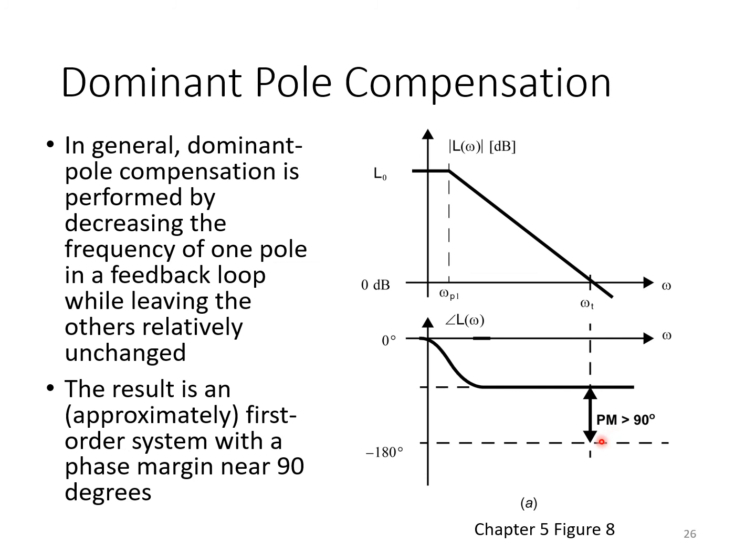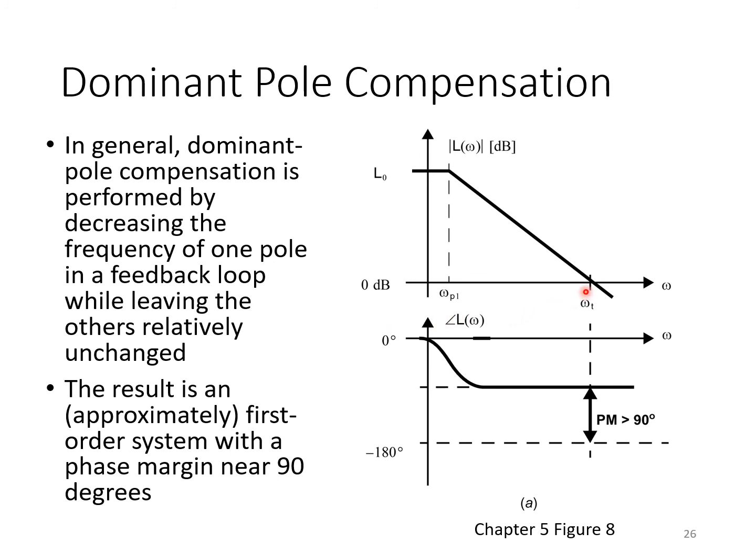And again, there are a lot of desirable properties of first order feedback systems. They're obviously unconditionally stable, but also they have a single time constant settling response, which means there's no overshoot there, there's no peaking in the magnitude response, and so on. The problem with dominant pole compensation is that it's somewhat over conservative.